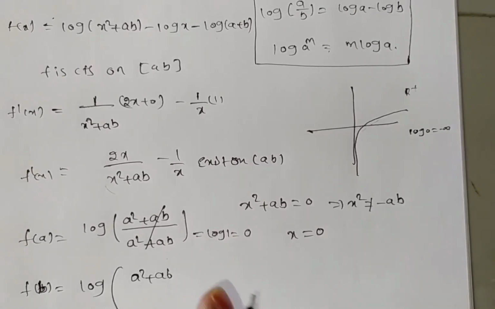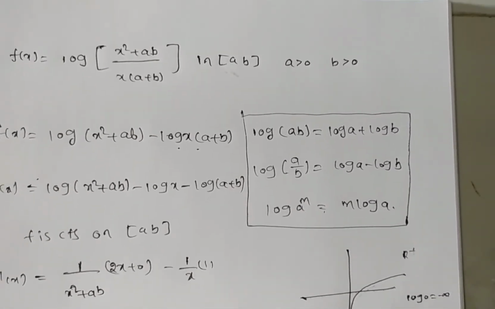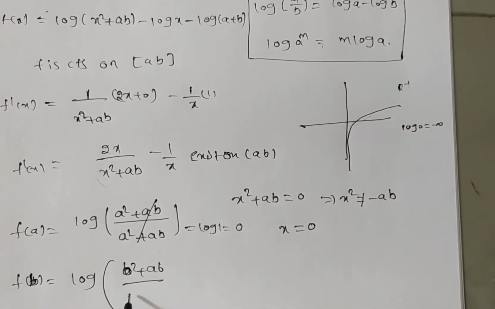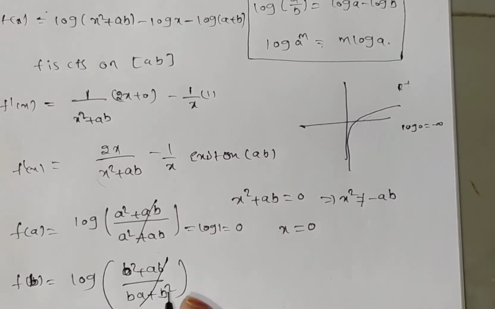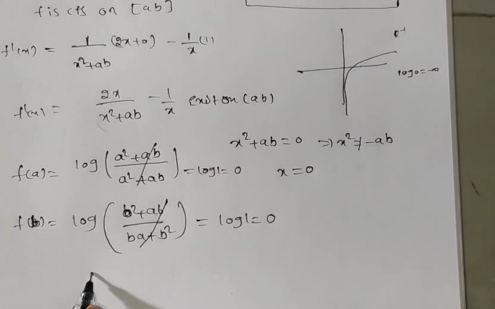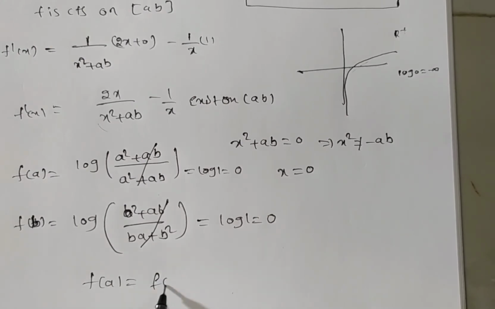Sorry, f of b means in place of x I have to substitute what? B. So b square plus ab by b into a plus b, means ba plus b into b square. So b square plus ab getting cancelled. Then you will have log 1. Log 1 is equal to 0. So is f of a equal to f of b or not? Yes, f of a is equal to f of b.